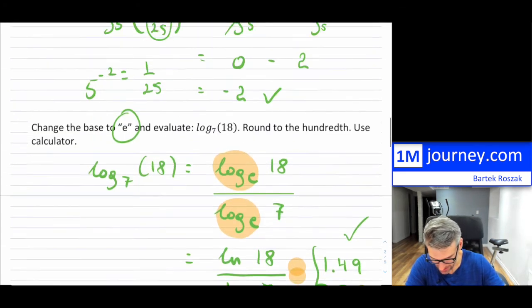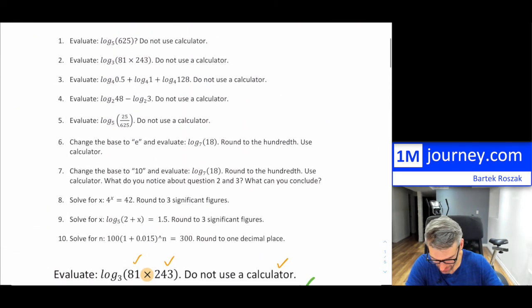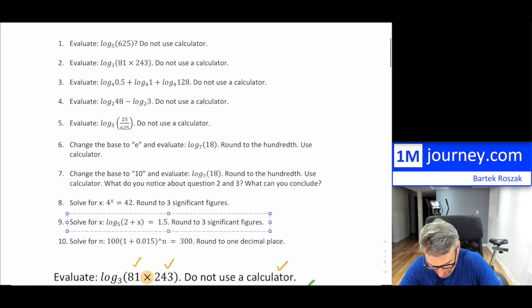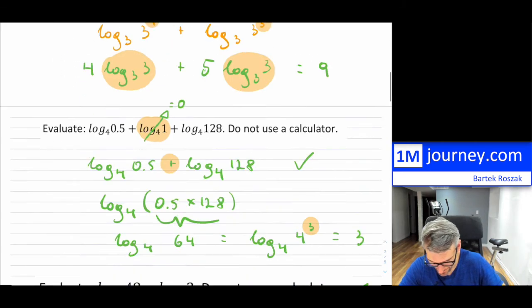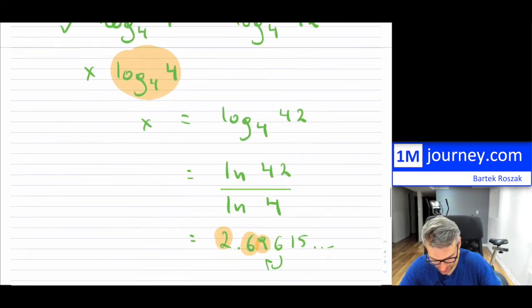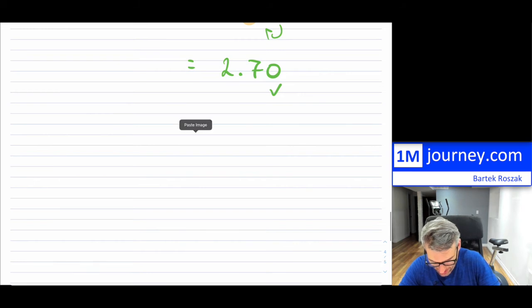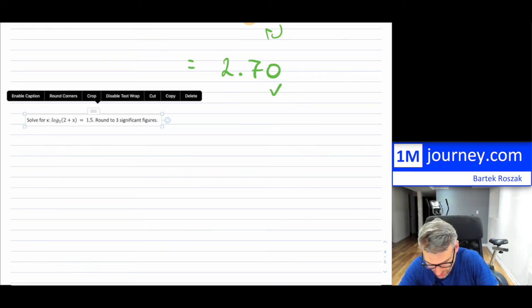Let's see what else they ask us. So that was question 8. Question 9. Let's copy. So I guess another solving. These ones are kind of neat. I like doing these solutions here.